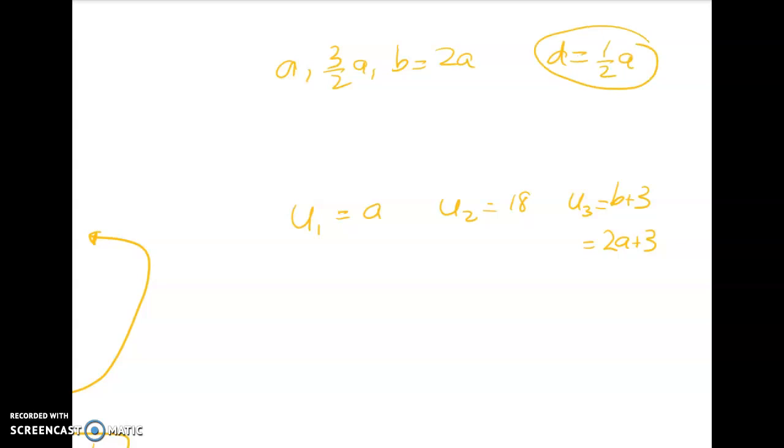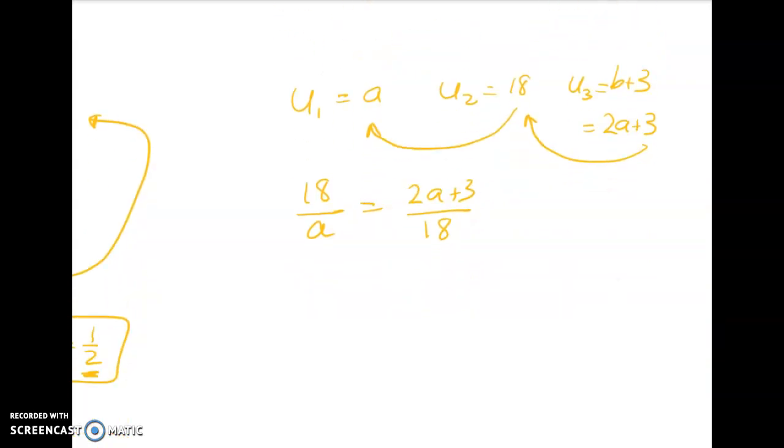Okay, so in here, what I have to do is set up my common ratio, and that's pretty easy, right? So 18 divided by A has to be the same as this one divided by this one, so 2A plus 3 divided by 18. Now this is a really common pattern. You're going to end up with a quadratic. So 18 squared is equal to 2A squared plus 3A. Washing everything over to one side, I get this.